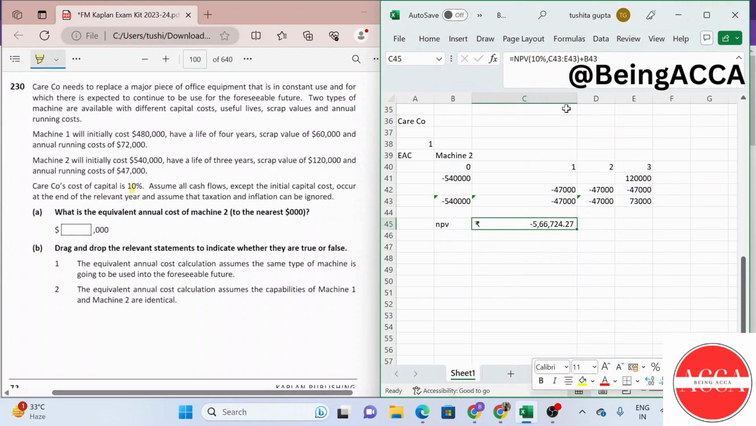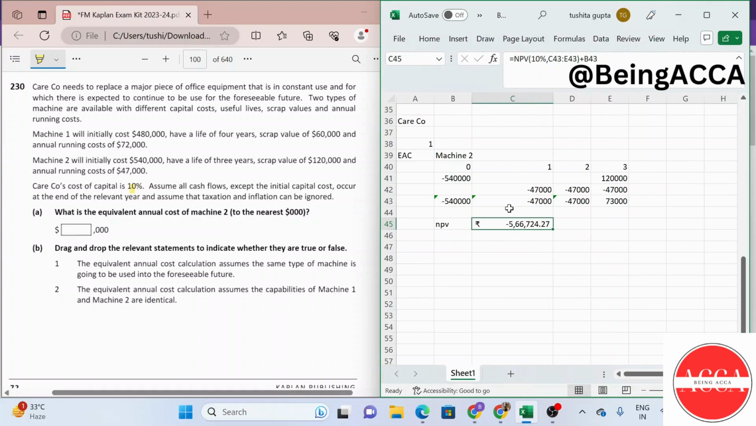Right, so this is our NPV and it is a negative figure. Why? Because it is a machine, and the machine also has initial costs, and we are dealing with it in terms of annual running costs. So it has a negative NPV. Right, so let's see the equal annual cost.